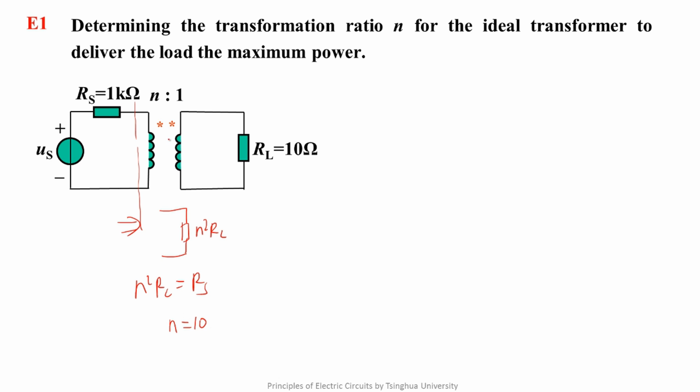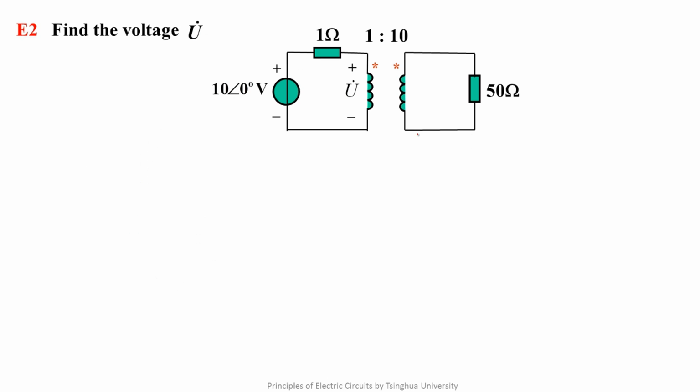According to the conclusion we discussed in the last slide, the ideal transformer itself doesn't store or dissipate energy, so all the active power is delivered to the load. So we realize the maximum power transfer by using the ideal transformer. Next, let's look at another example. We need to find the primary voltage U of the ideal transformer in this example.